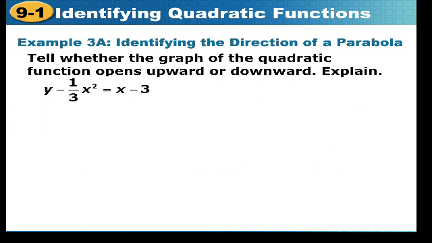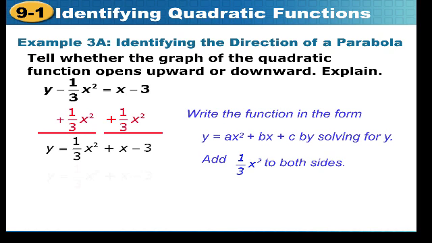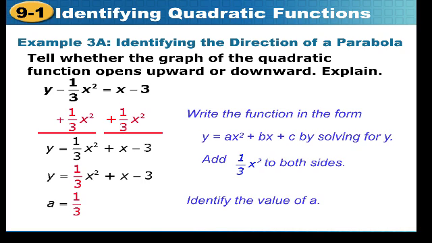Tell whether the graph of the quadratic function opens upward or downward. Explain. Write the function in the form y equals ax squared plus bx plus c by solving for y. Add 1 over 3 x squared to both sides. Identify the value of a. Since a is greater than 0, the parabola opens upward.